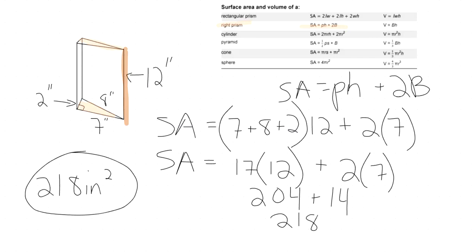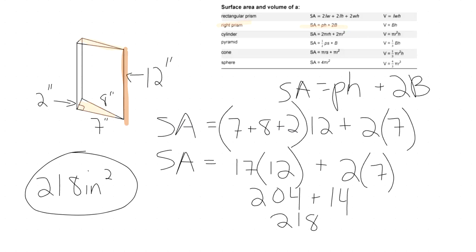Now, if that felt really difficult and hard to visualize and conceptualize, I wouldn't spend too much time worrying about right prisms because, like I said, I have not ever seen one pop up on a real test. That doesn't mean they're not there. I don't see a lot of real tests lately. So it's good to just kind of know what it is and what it looks like, but I wouldn't spend a whole lot of time with this.